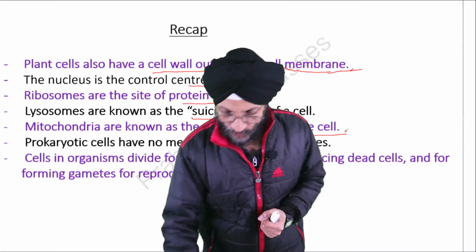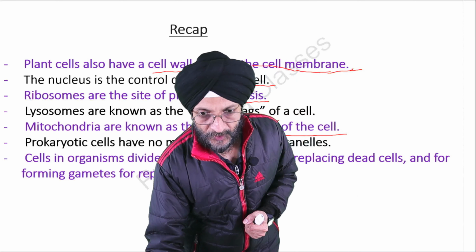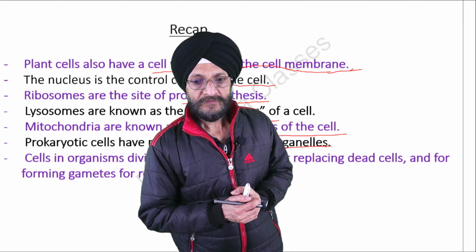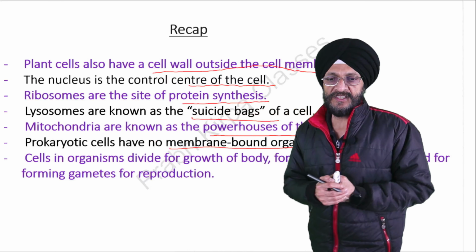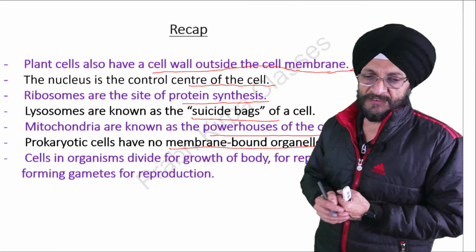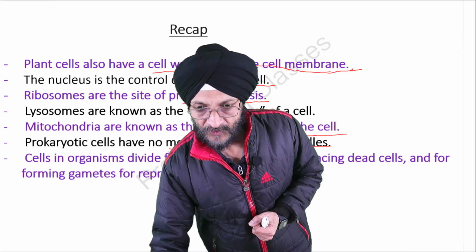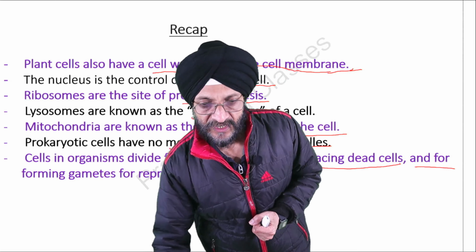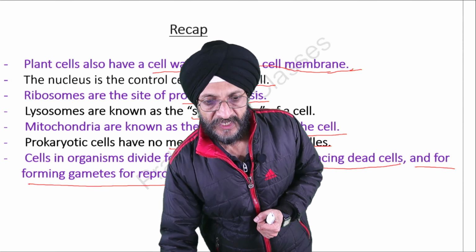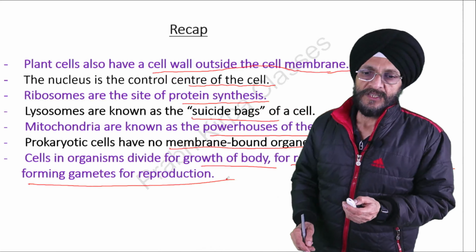Prokaryotic cells have no membrane bound organelles. Cells in the organisms divide for what purpose? For the growth of the body, for replacing dead cells, and for forming gametes for reproduction.